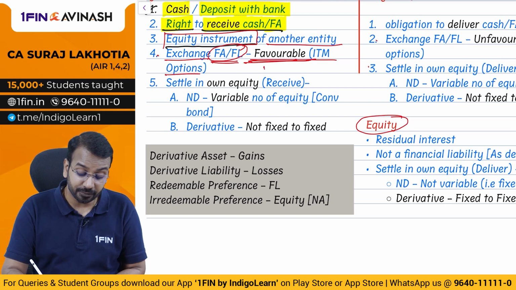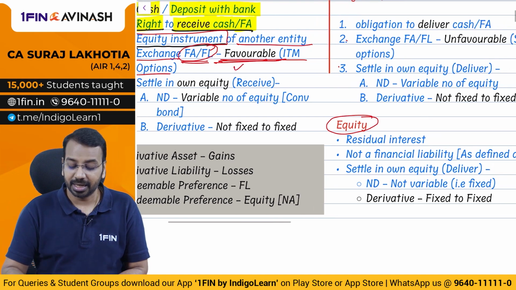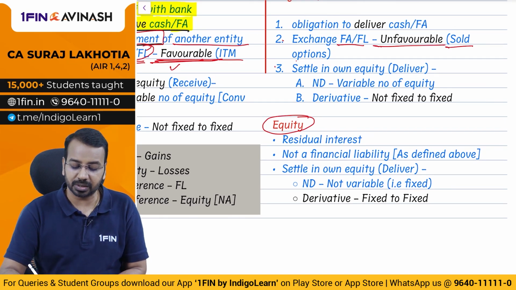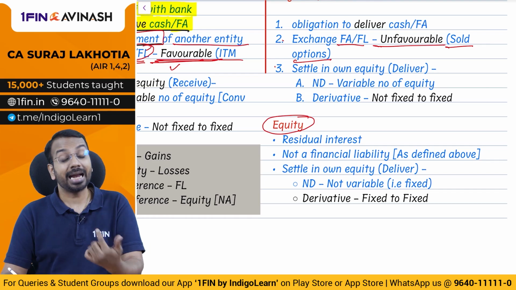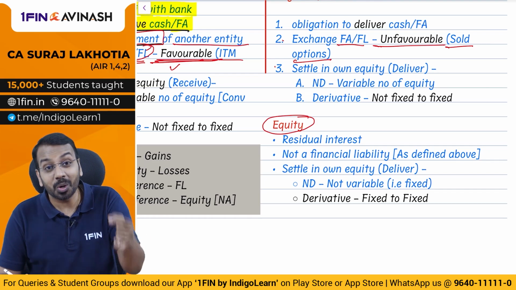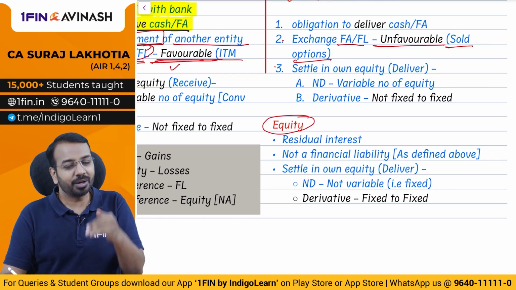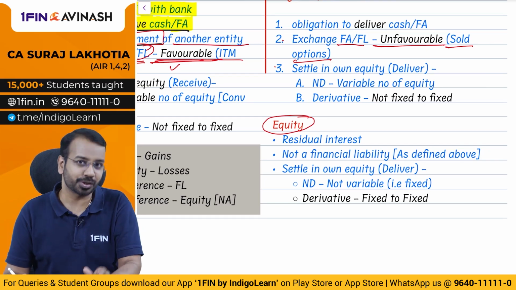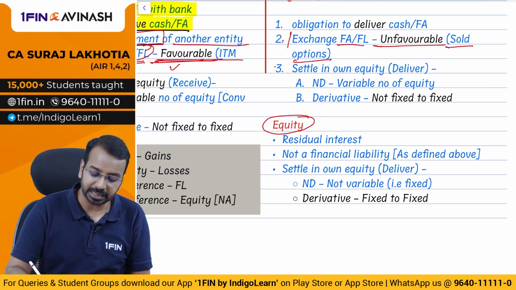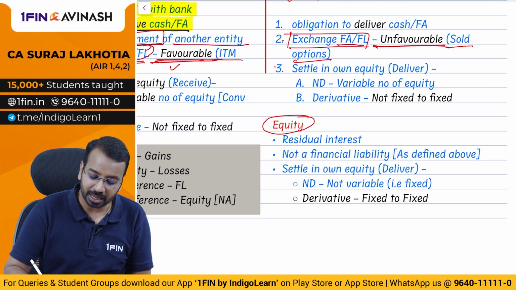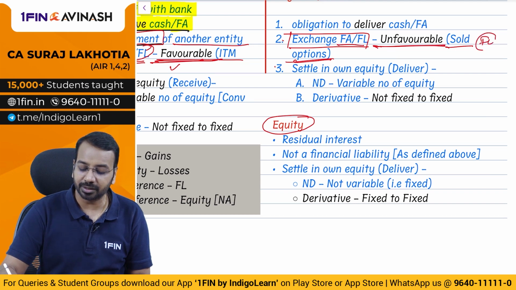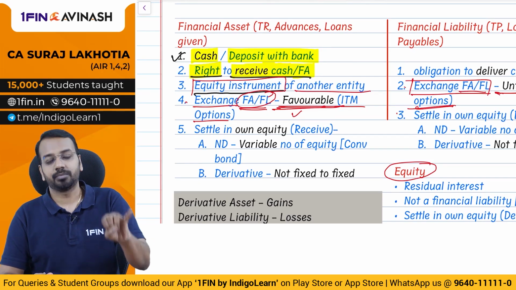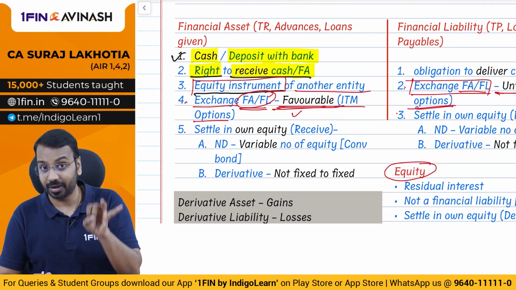So here if it is favorable, it is a financial asset. If you exchange financial asset and financial liability in unfavorable terms, this happens in case of sold options. So I had purchased a call option, you had sold a call option. So the purchaser of the call option, because the price increased, has a favorable scenario, and you, because you have sold the option, have an unfavorable scenario. So if you exchange financial assets and financial liability in unfavorable terms, this is a financial liability. So quickly, what all did we say? Financial asset, cash. Second, contractual right to receive cash or another financial asset.